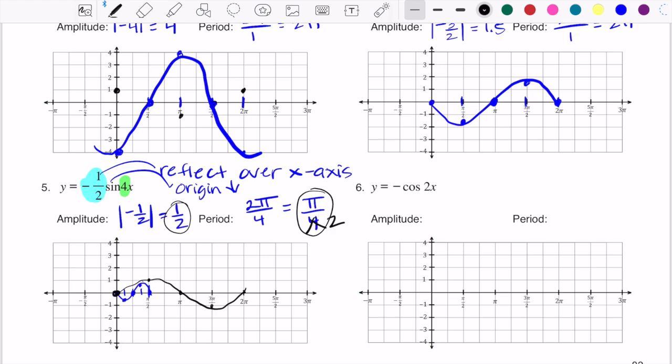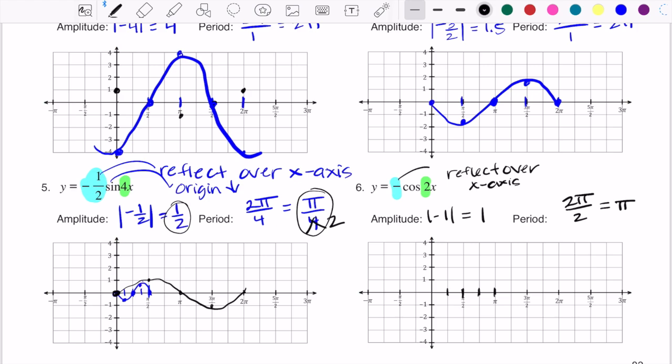All right, last one, amplitude and period. So absolute value of negative 1 because there's an invisible 1 there. And then 2 pi divided by 2, which is just pi. So let's go to pi and cut it in half first, and then cut each half in half.